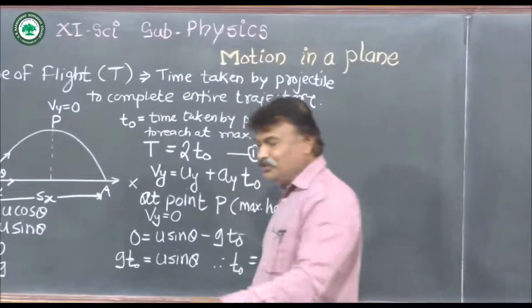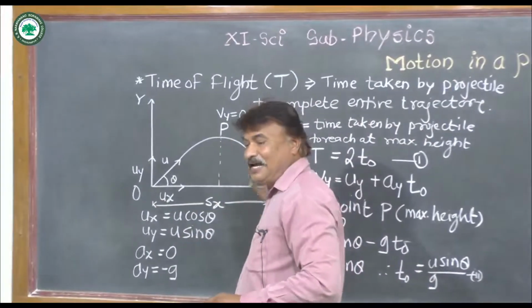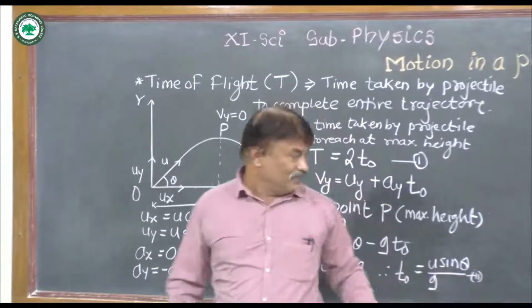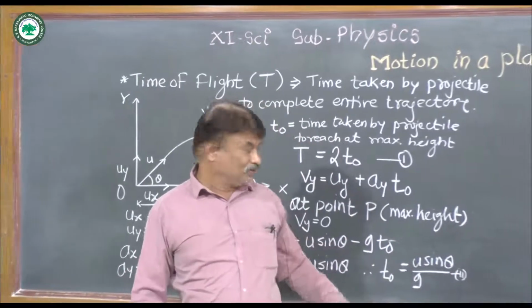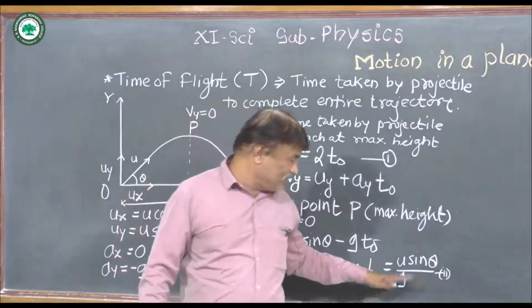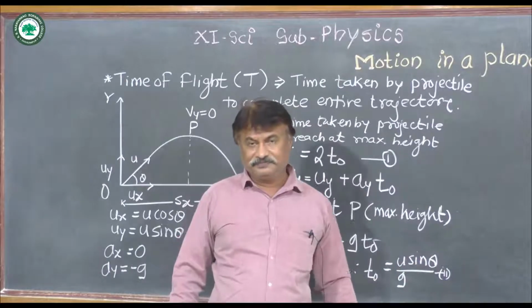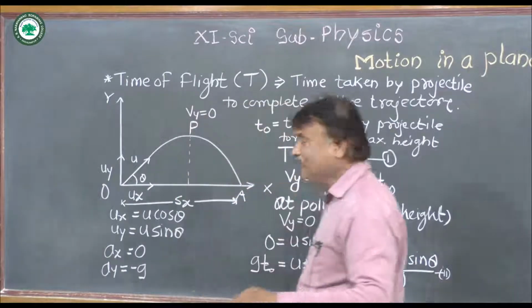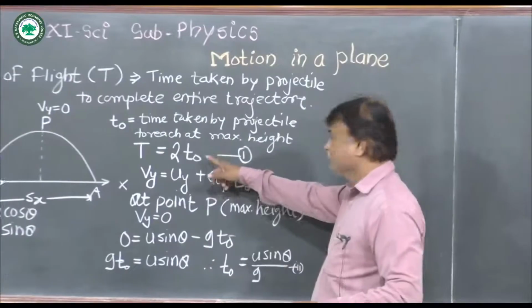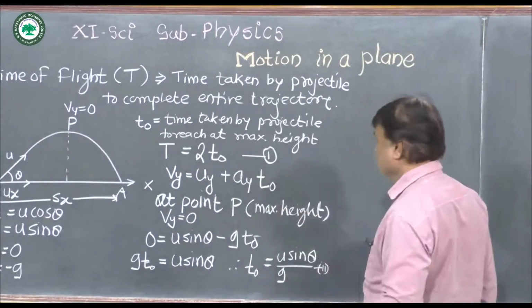Now this equation 2 gives us time of ascent and time of descent, and this is equal to t0, where u is the initial velocity, g is the acceleration due to gravity, and theta is the angle of projection. For finding the total time, meaning time of flight, we have to substitute the value of t0 in this equation.